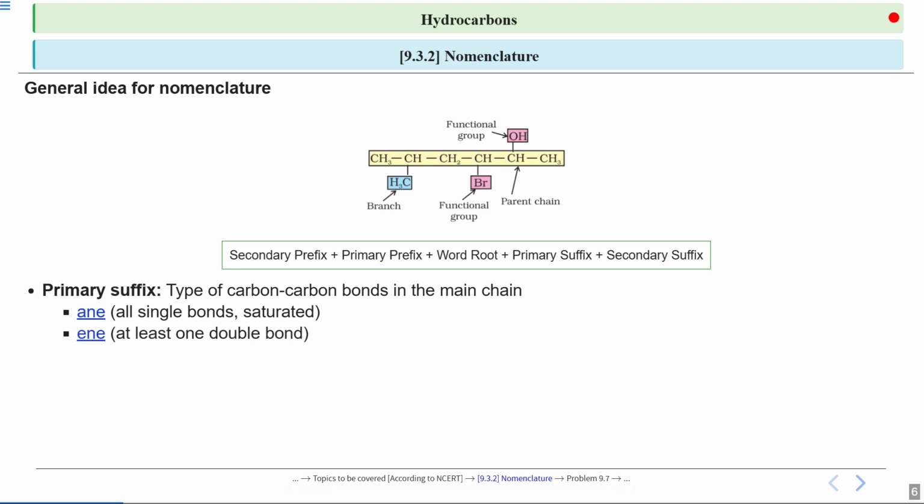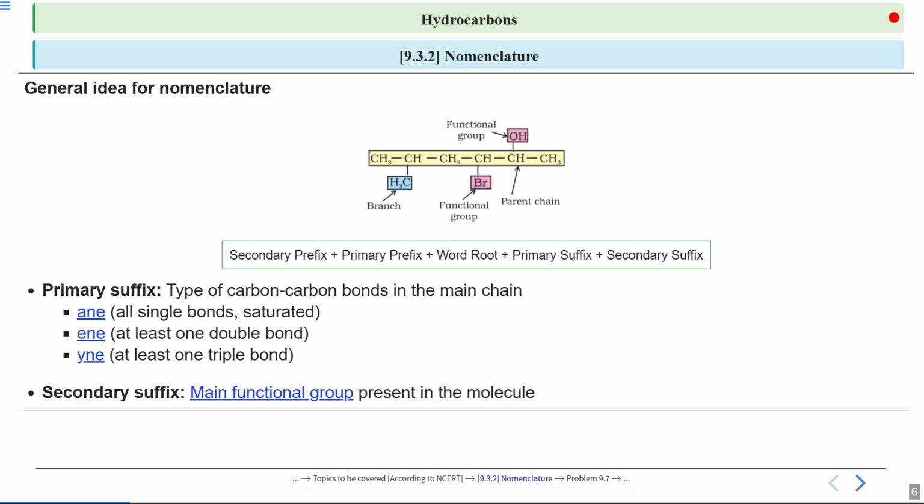Then, if it is containing one double bond between 2 carbon, at least one double bond, then it will have a primary suffix as ene, E-N-E. Then after, we have this Y-N-E, yne, and it is for at least one triple bond. If there is a triple bond present in the given hydrocarbon, then we will use the primary suffix as yne. Now, moving on to the secondary suffix.